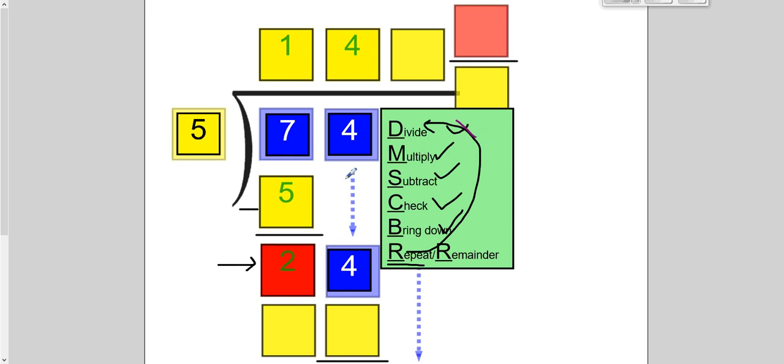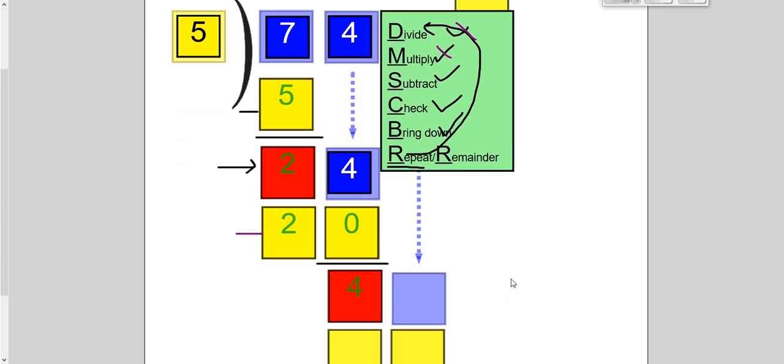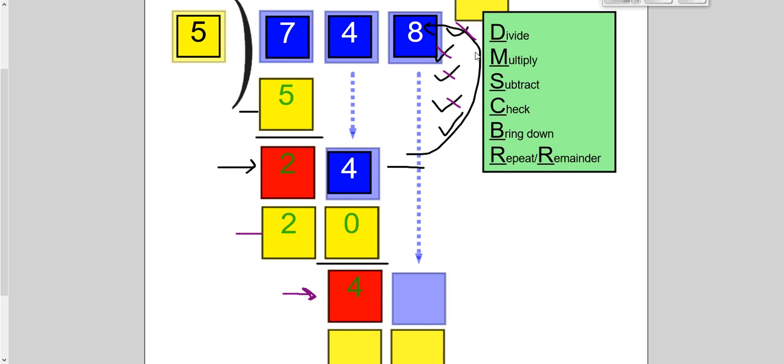Next, I'm going to multiply. How many of those 24 did I use up? 4 times 5 is 20. So I have multiplied. Next, I need to subtract. I want to do 24 minus 20 and figure out how much did I use up. Well, 24 minus 20 is 4. After I subtract, I check. I'm again checking that my difference, my remainder from this part of the division problem, is less than my divisor of 5. 4 is less than 5, so I'm good. I am ready to bring down the next part.